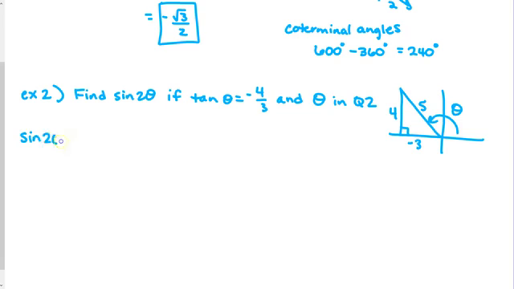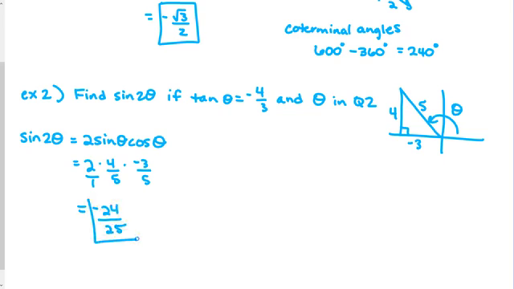So first write down the identity. The sine of 2 theta is 2 sine theta cosine theta. So we have our 2. Then you look at the triangle. The sine of theta is 4/5. And you look at the triangle again. The cosine of theta is negative 3/5. 2 times 4/5 times negative 3/5. Multiply the numerators. Multiply the denominators, and we get negative 24/25.